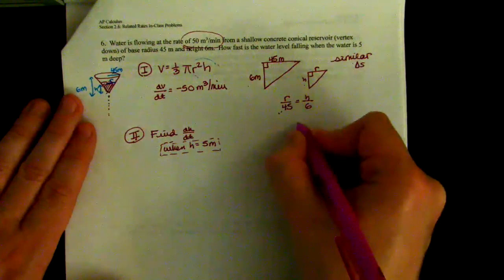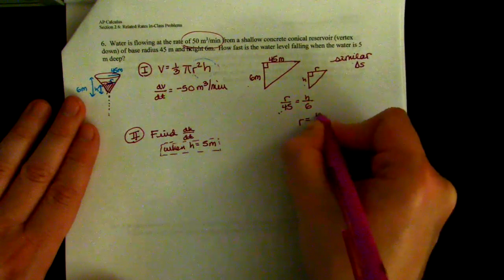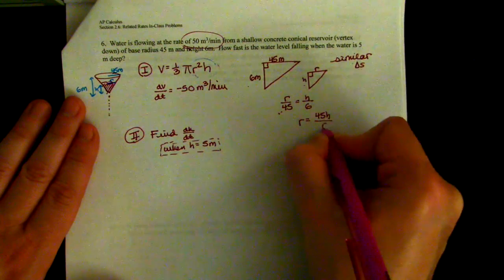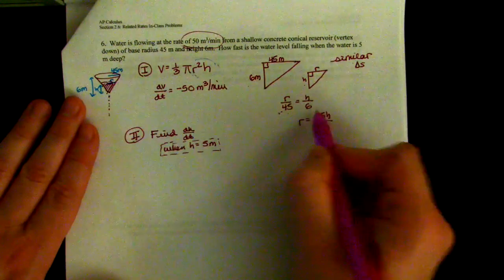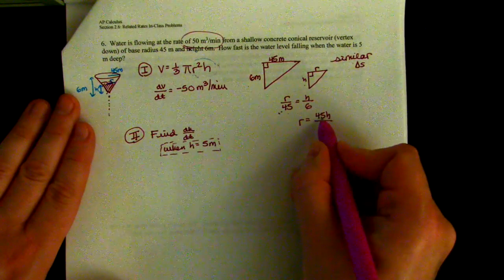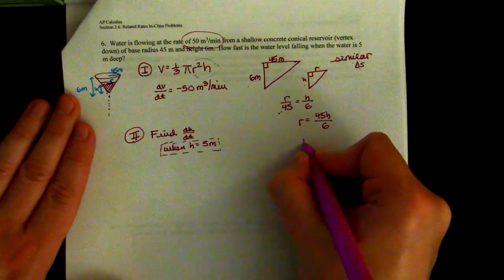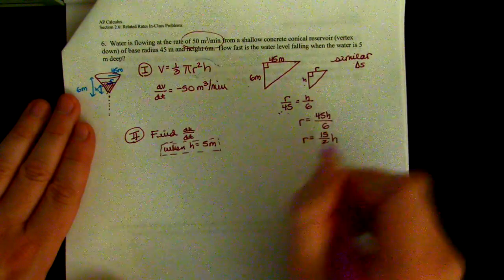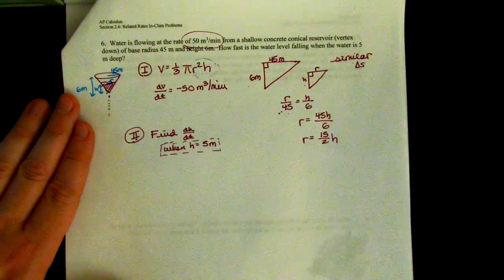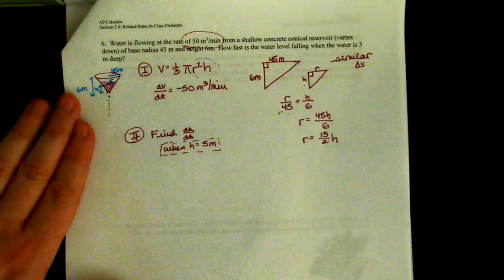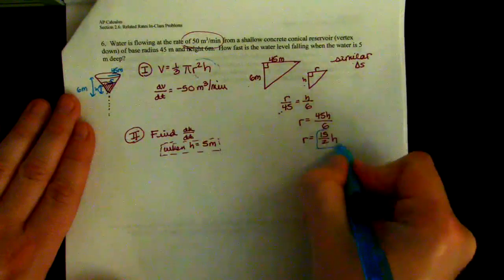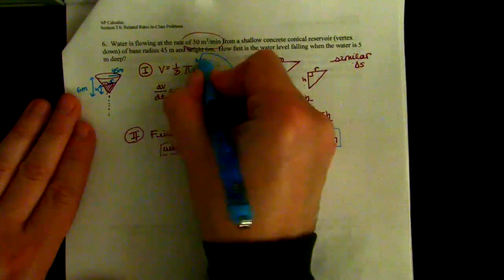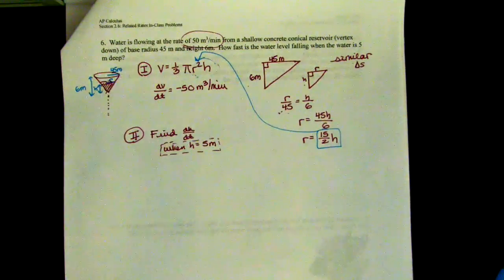I'm going to multiply both sides by 45, and I'm going to get r equals 45h over 6. If you don't like that, you could also just cross multiply and then solve. I might as well simplify, though, my 45 over 6. I know I can divide them both by 3, so how about 15 over 2 h? I'd like you now to take a moment, plug that in where the r is, and clean up this equation so it becomes something that just has h's in it.